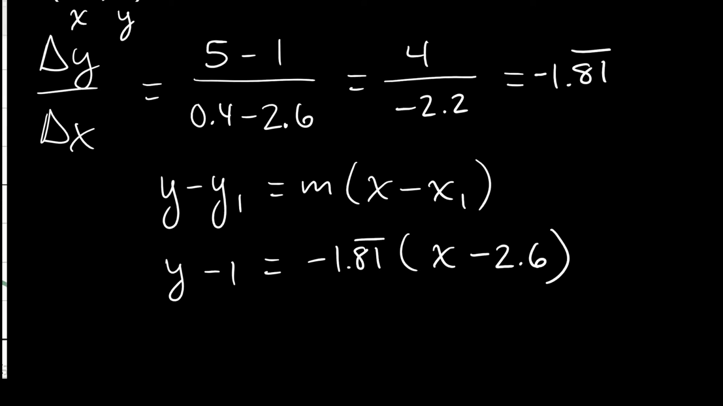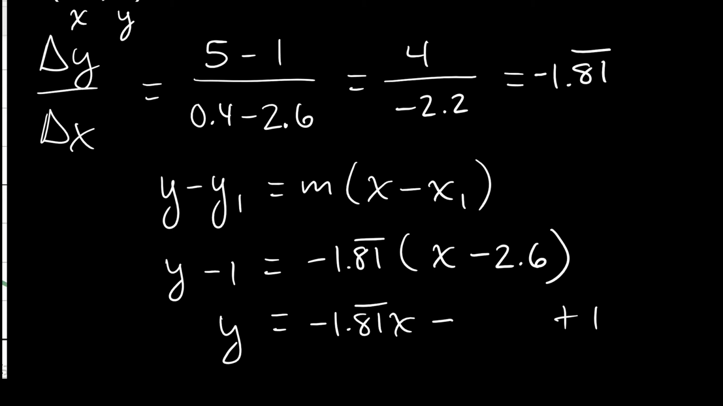I should clean this up, and I will clean this up. I'm going to do two things. I'm going to add 1 to both sides. So I'm going to have this plus 1 over here, but I'm also going to distribute and collect like terms. So this is going to be negative 1.81 times x minus, now I have to take the negative 1.81 and multiply that by negative 2.6.